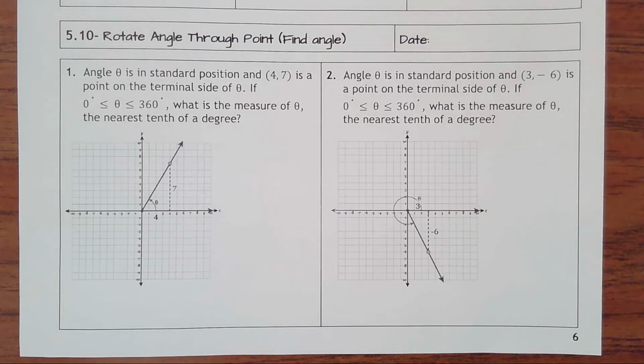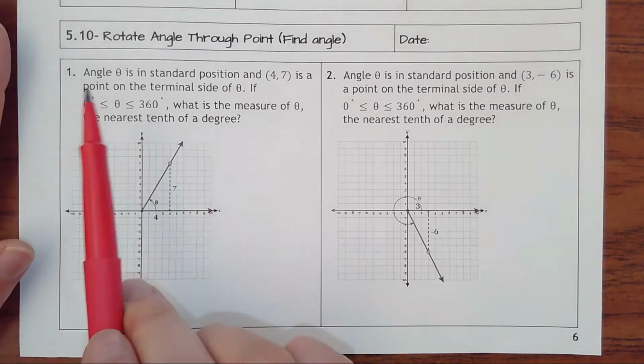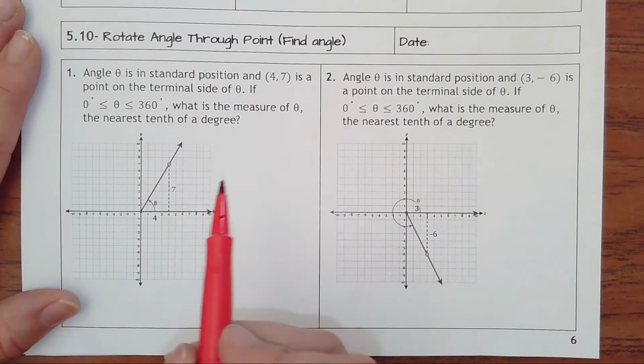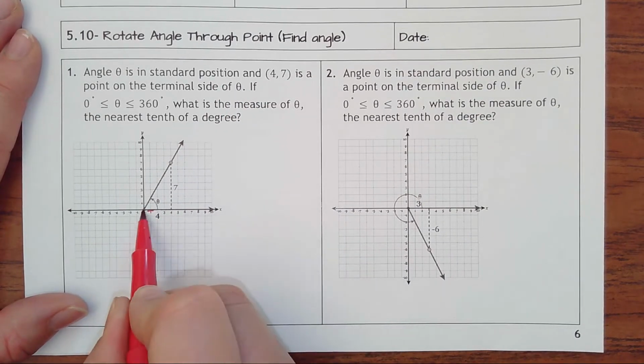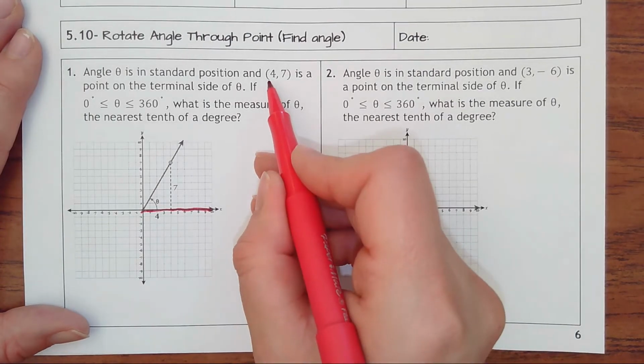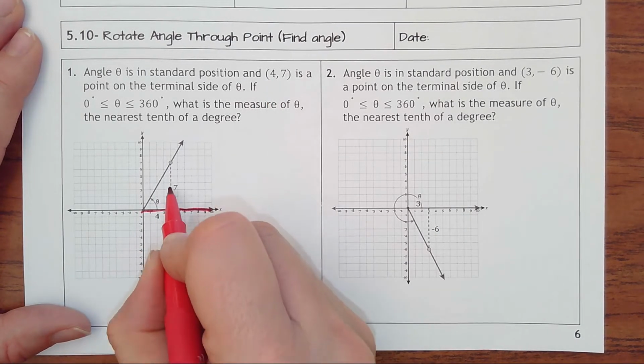5.10, rotate an angle through a point. You're still finding the angle. We represent it with the Greek symbol theta. They're going to say that the angle's in standard position. Remember, that means that one ray's here on the x-axis, and then it's opening up counterclockwise, and it'll give you a point. On Delta Math, you'll have to plot the point.